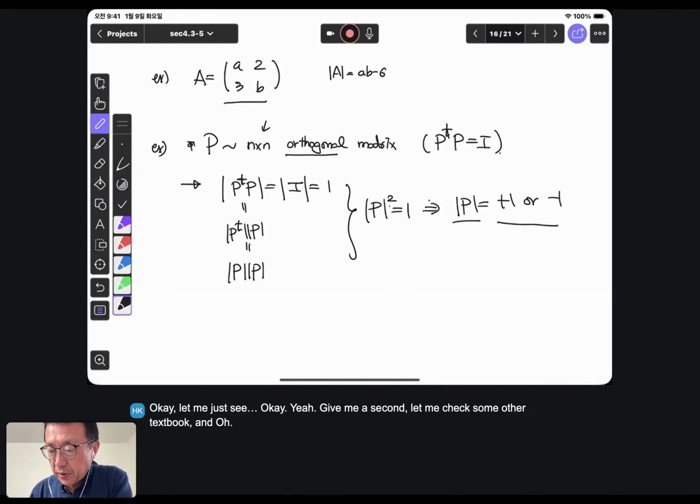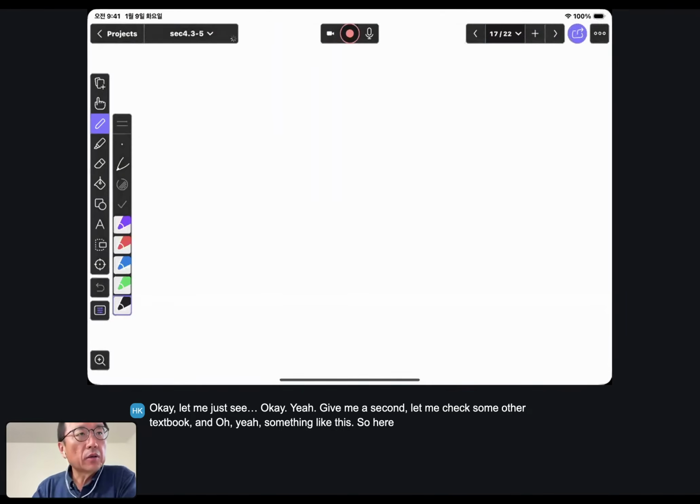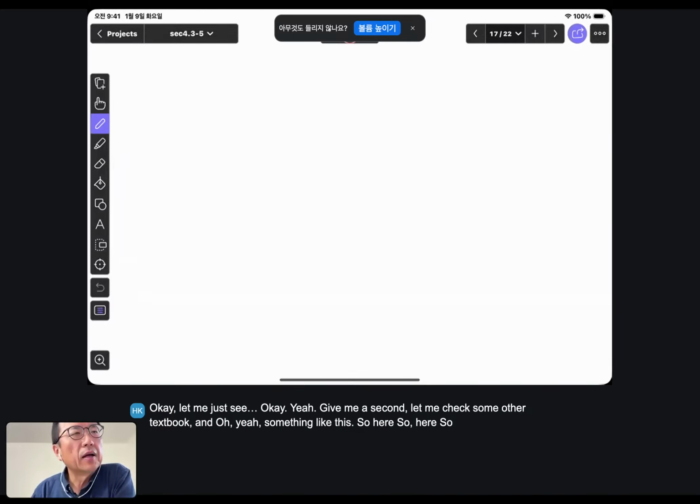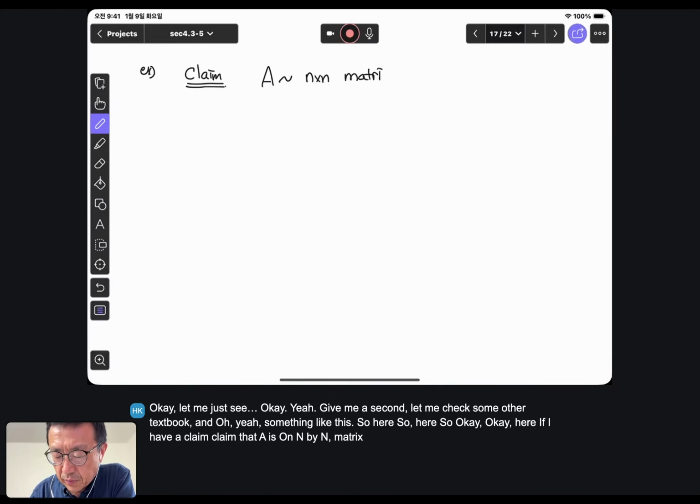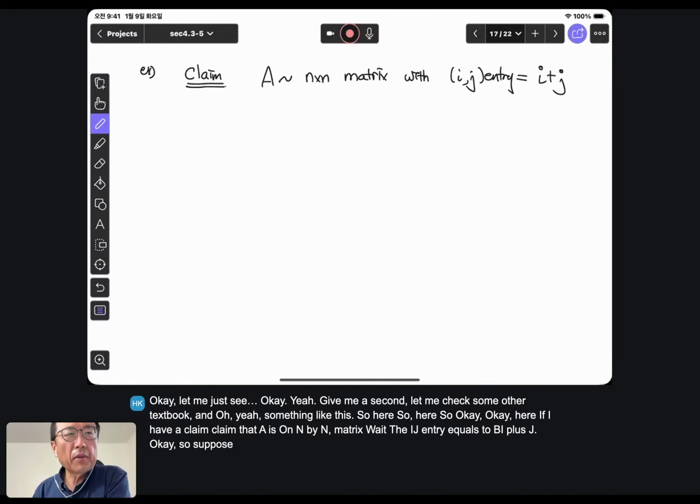Oh, yeah, something like this. So here, okay, here if I have a claim that A is an n by n matrix with the ij entry equal to i plus j. Okay, so suppose I have such a matrix.